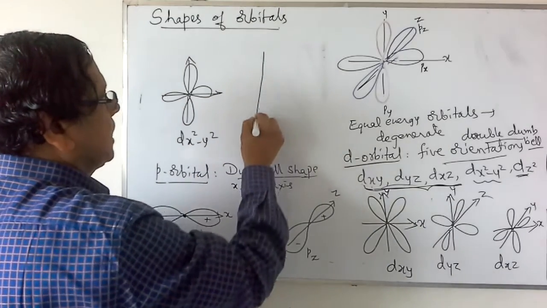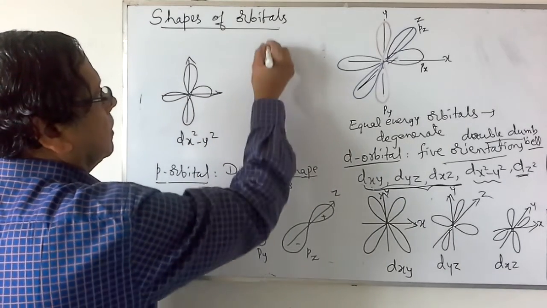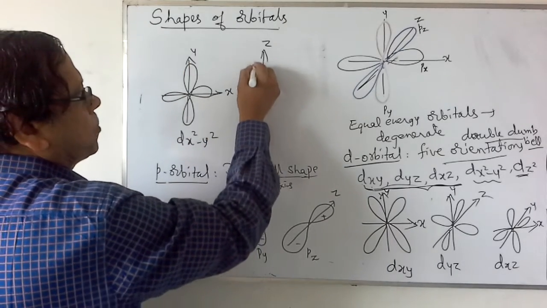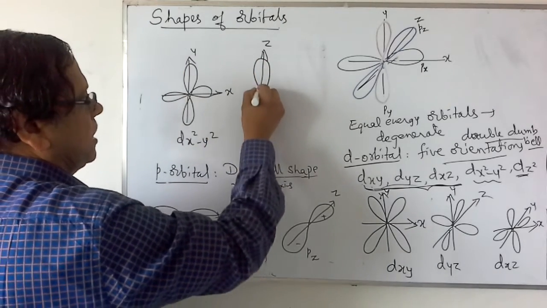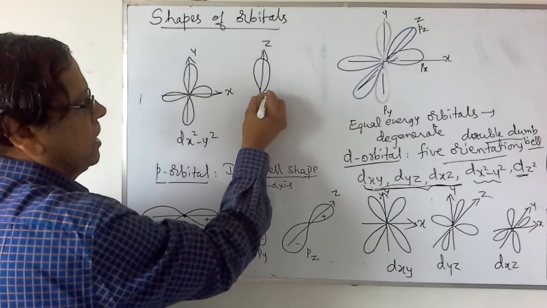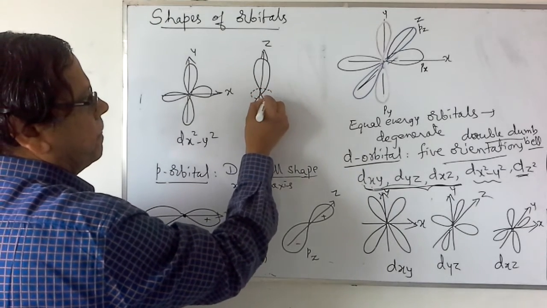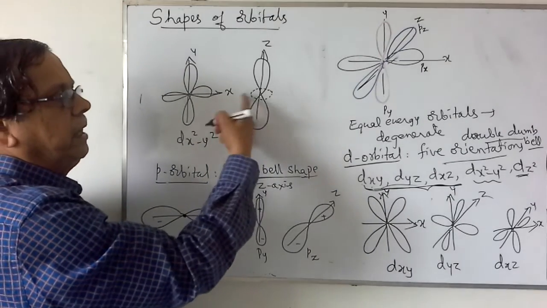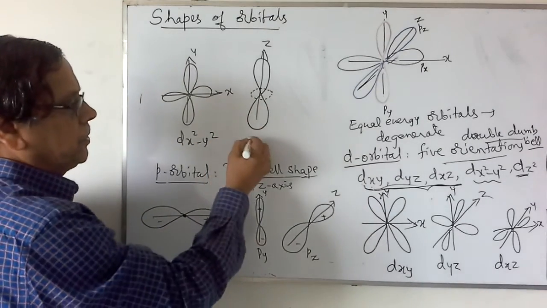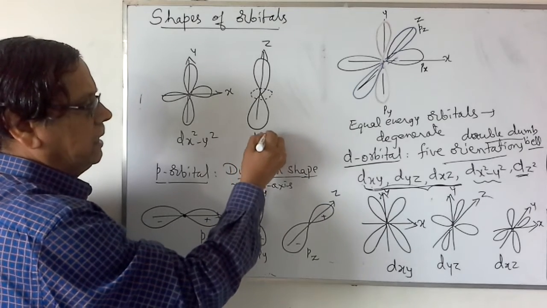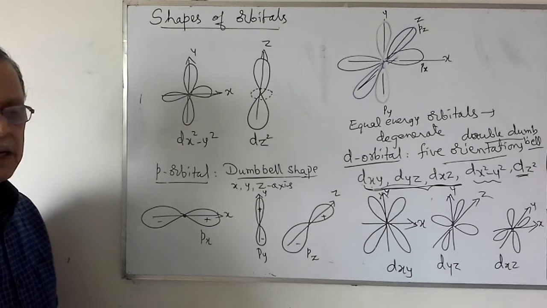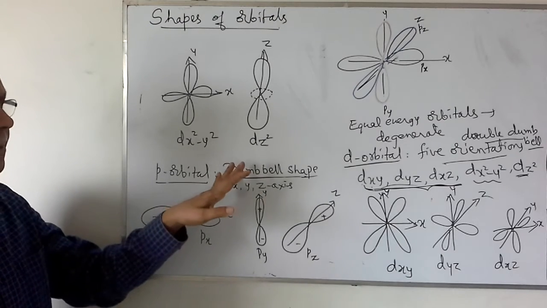If you consider this z-axis, this is x, this is y. Two lobes are along the z-axis with some circular shape in between where the density of the electron becomes 0. So this orbital is named as the dz2 orbital. Some people pronounce it as dz square. So these are the shapes of the orbitals.